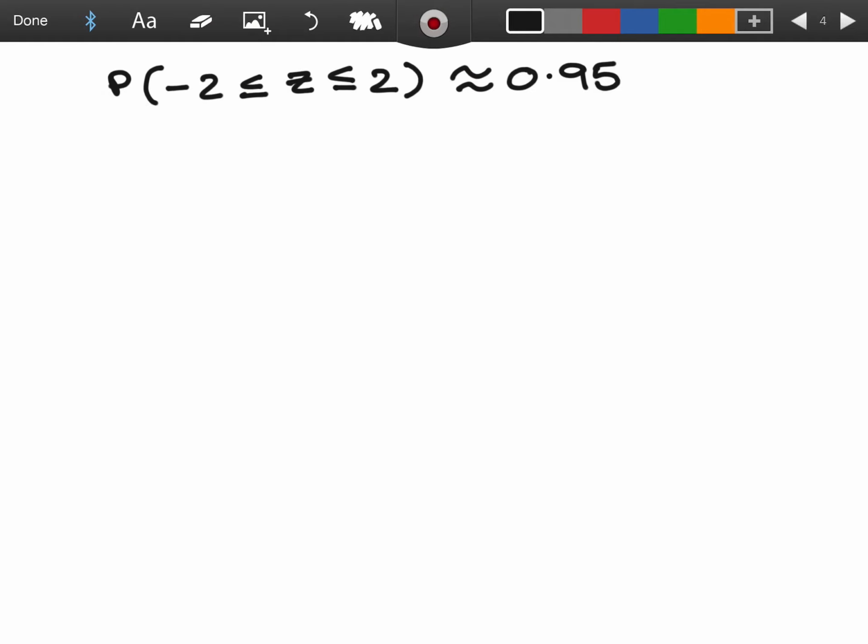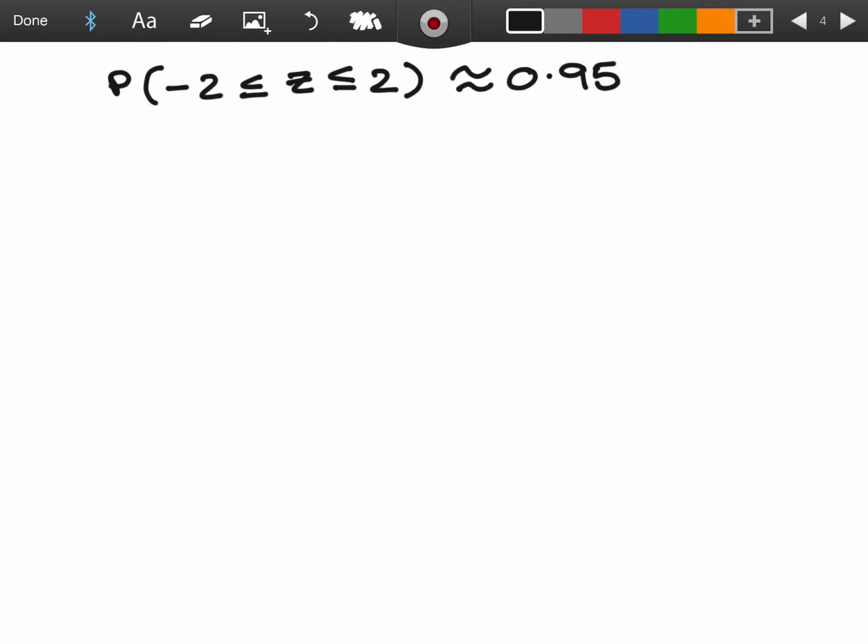And I said to you in 10.2 that in actual fact, it is 1.96 either side of the mean that gives us exactly 95% of the data. Because we said that if we went 2 standard deviations either side of the mean, so if Z was between 2 and -2, the probability of landing in that range was approximately 0.95.